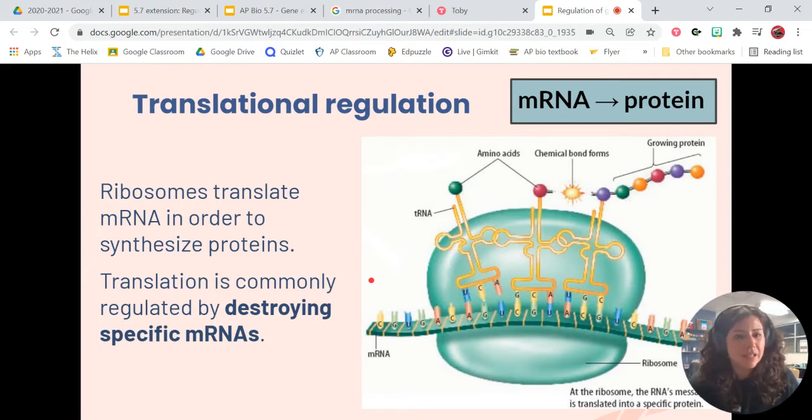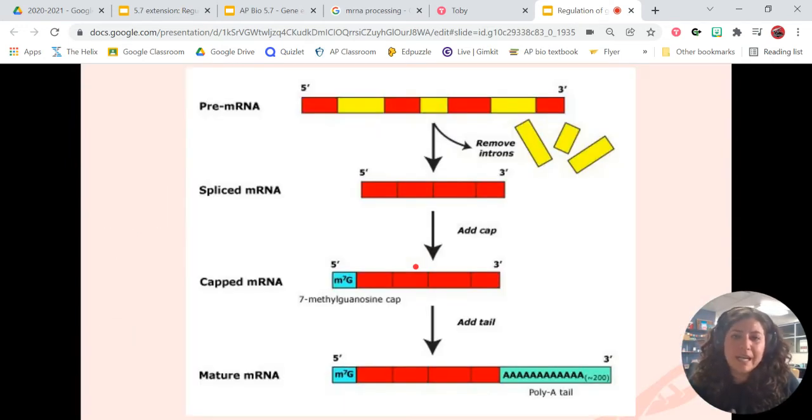And then, of course, we can also have translational regulation. So this would be regulating how much mRNA is used in order to make proteins. For this, you have to remember that ribosomes are what are translating mRNA in order to synthesize proteins. Usually, the way translation is regulated is by destroying mRNA. So if you have less mRNA, you just can't make any protein, right? And we've already just barely learned a little bit about this.